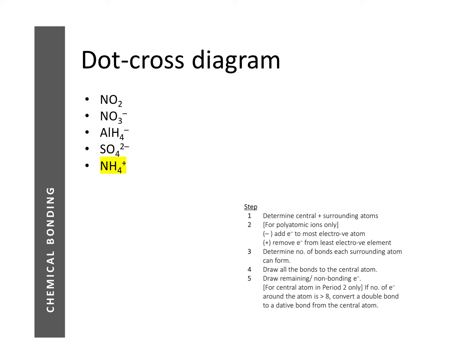Now the last example that we're going to look at is a polyatomic cation, which is the ammonium ion, a very famous ion in the O-level syllabus. So step number 1, we need to determine the central and the surrounding atoms. Step number 2 is going to be slightly different because we are looking at a cation now. Cation with a charge of 1 plus, meaning we need to remove an electron from one atom. So which atom do we remove the electron from?